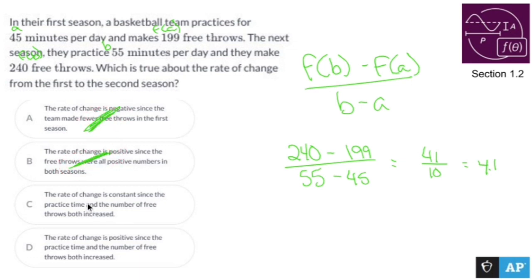It's ridiculous. The rate of change is constant since the practice time and the number of free throws both increased. That's not necessarily true. The rate of change is positive since the practice time and the number of free throws both increased. That's my guy. So even though some of these have some truths to them, it's not completely true like D is. And even though I didn't have to do that much, I did it anyway, and it was fun. So much fun. Section 1.2, rate of change.